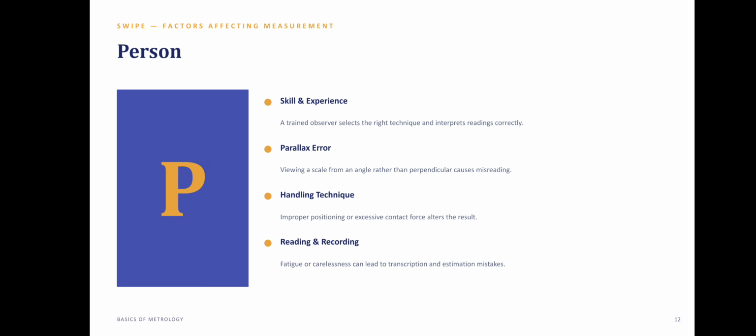The third one is handling technique. Improper positioning or excessive contact force alters the result. Reading and recording means fatigue or carelessness can lead to transcription and estimation mistakes.